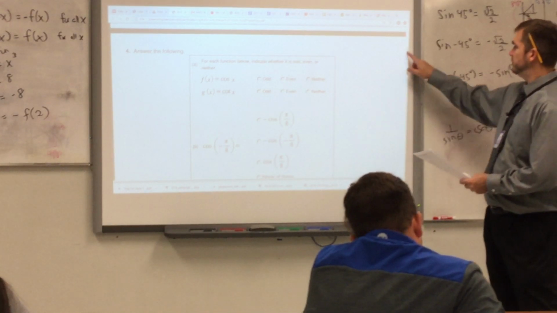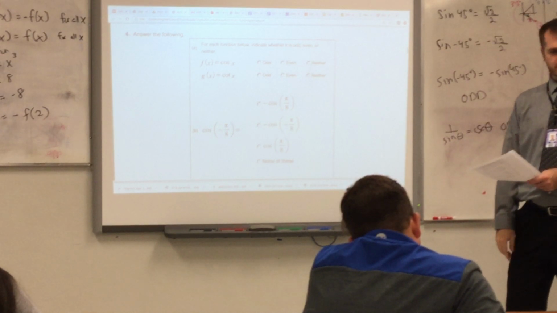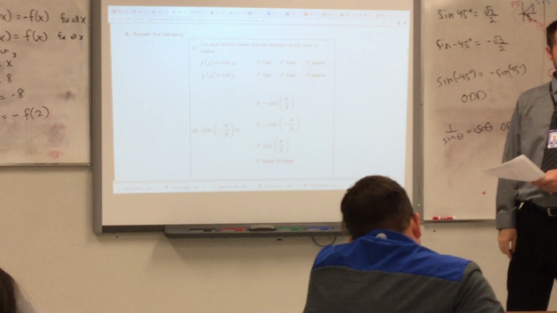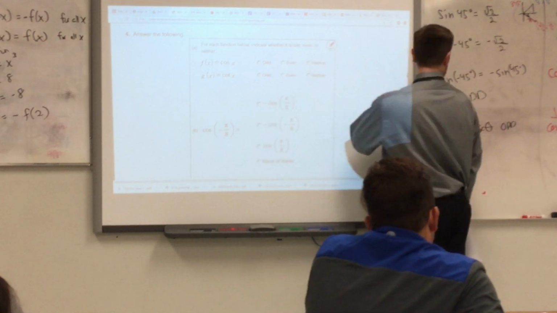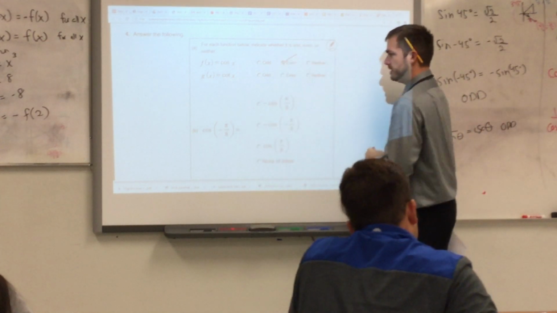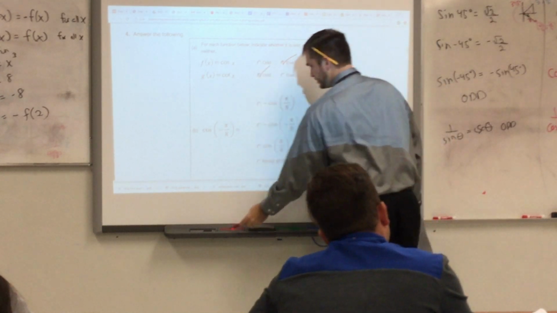Okay. For each function below, indicate whether it is odd, even, or neither. Cosine. What is it, class? Even. Cotangent. What is it, class? Odd.